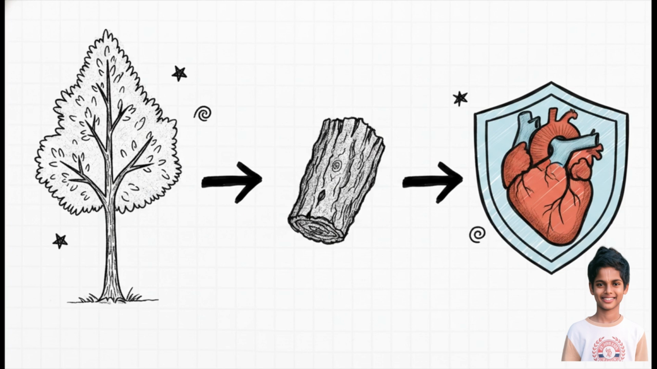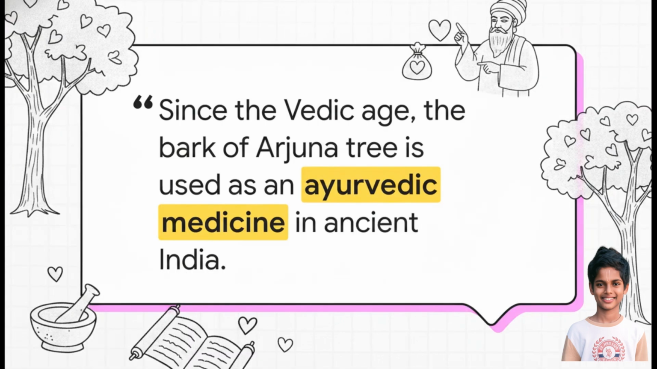But the real superstar here is its bark. This bark is used to make a powerful herbal medicine that treats major cardiovascular diseases. We're talking high blood pressure, heart attacks, and even helping to control heart failure. And honestly, this isn't some brand new discovery. It is ancient wisdom. Ever since the Vedic age, Arjuna bark has been an absolute staple in Ayurvedic medicine.